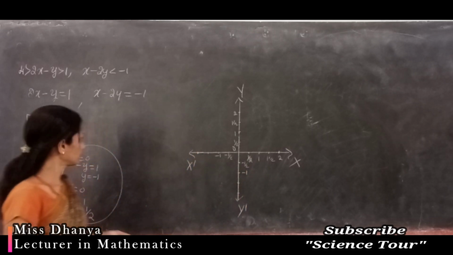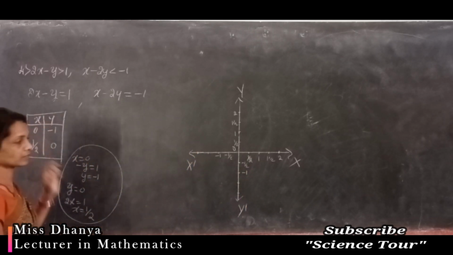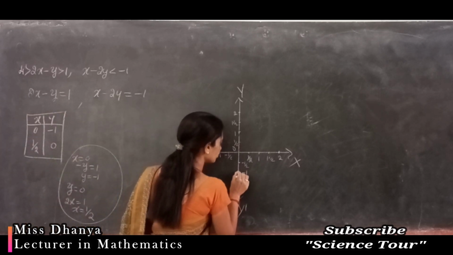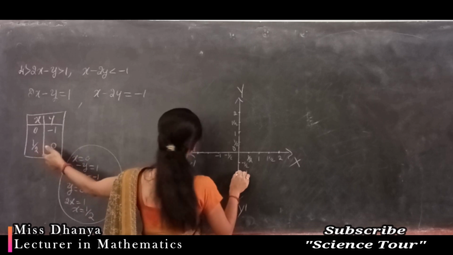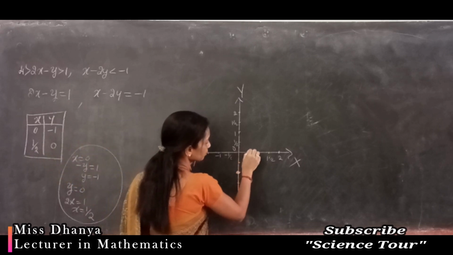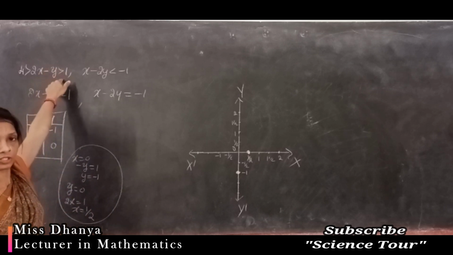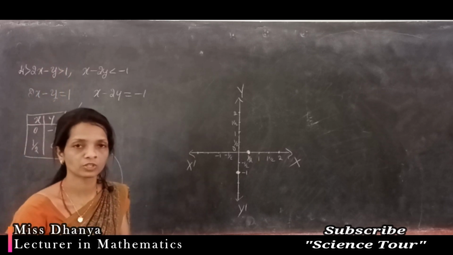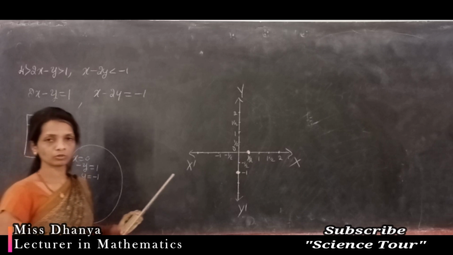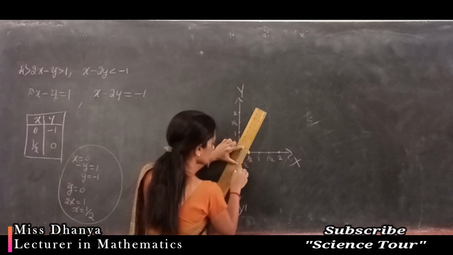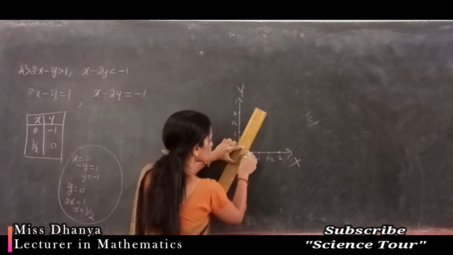Now the first point is 0 comma minus 1. 0 comma minus 1, that is here, highlight that point. Next point is half comma 0, that is here. Now you observe the inequality symbol, you have a strict symbol, right? If you have a strict inequality symbol, you have to use a broken line to join those 2 points. Okay, so use a broken line to join those 2 points.